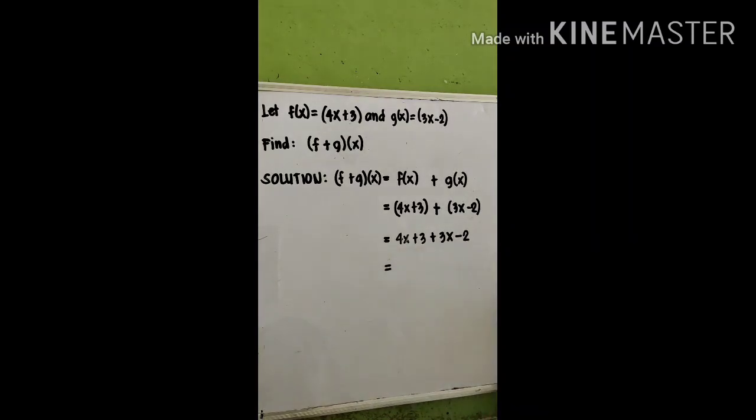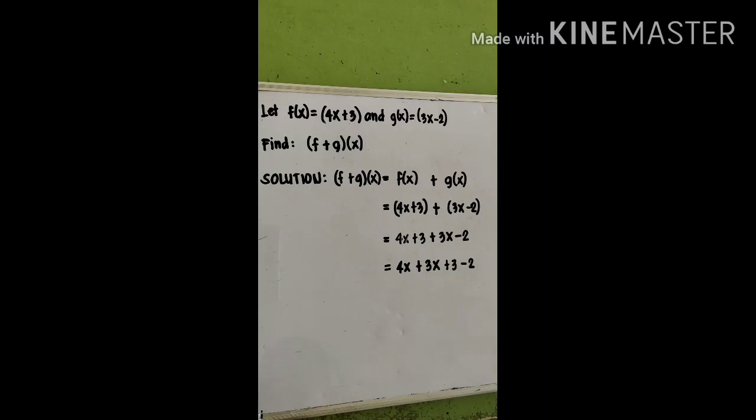Now we are going to arrange the terms in descending order. So we are going to base the arrangement on the degree of our terms. Here we have 4x and 3x. They have the degree of 1. So we have 4x plus 3x, and then the constants plus 3 and minus 2.